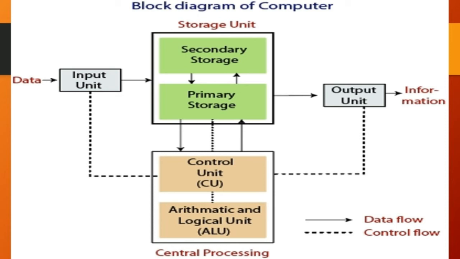That means, it is temporarily stored in the primary and secondary memory. From there, the control unit sends the input to the ALU, that is the arithmetic logical unit. After processing, the ALU sends the result to the control unit. From the control unit, it finally gets as a result to the output unit. This is the information we are getting from the block diagram of computer.